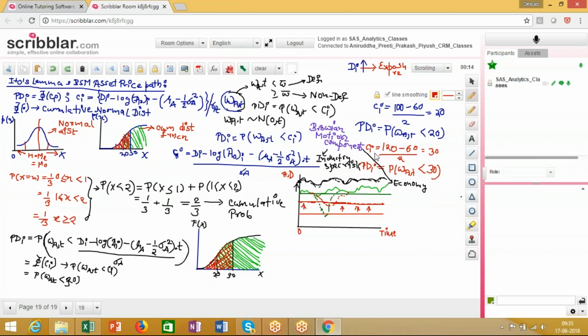Clear? So from here, one very simple conclusion that we can draw is that a loan of a higher amount is a more risky loan. So a loan of a higher amount is a more risky loan, everything else remaining unchanged. Now comes the next part.